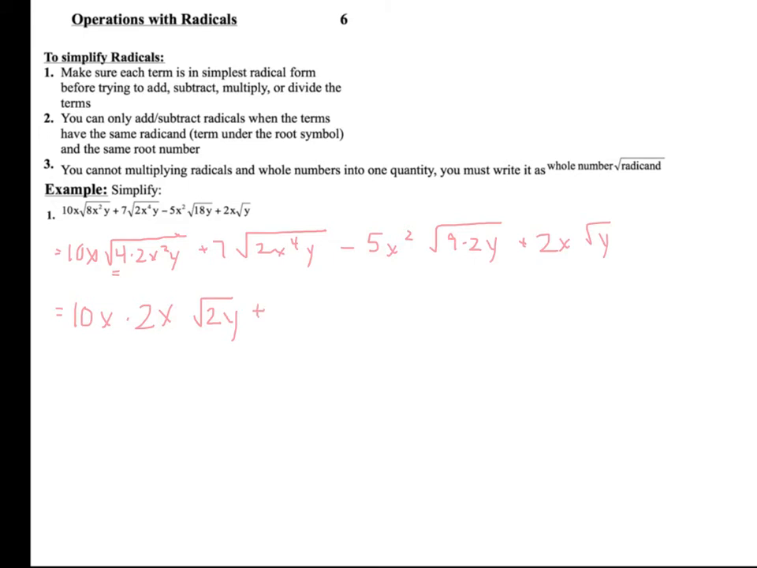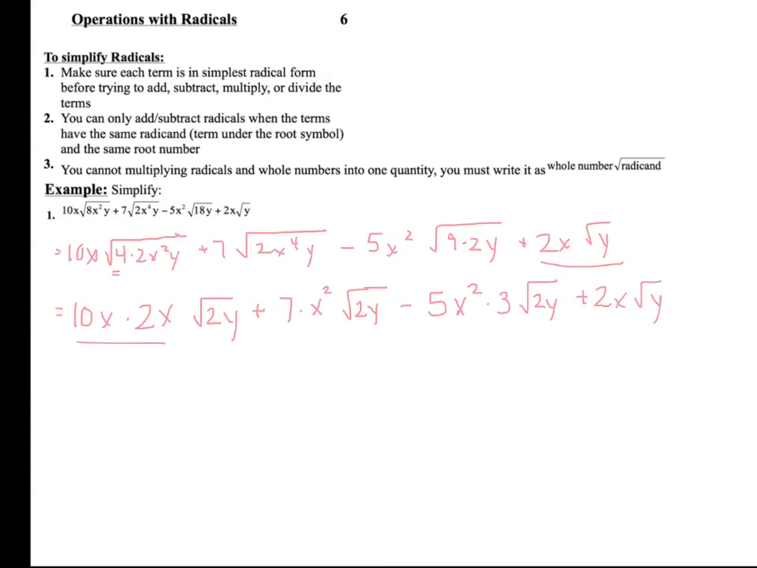Plus 7 times, can't take the square root of 2, so it's going to stay square root of 2. X to the 4th, I can pull out two groups of 2, so I'm going to put x squared. And square root of y I can't do anything with, so square root of y stays underneath. Minus 5 x squared. Square root of 9 is 3, so I'm going to multiply by 3. Can't take the square root of 2 and can't take the square root of y, so I still have 2y underneath that radical. And then this term's already simplified because I can't do anything with the square root of y, so I have 2x squared y.